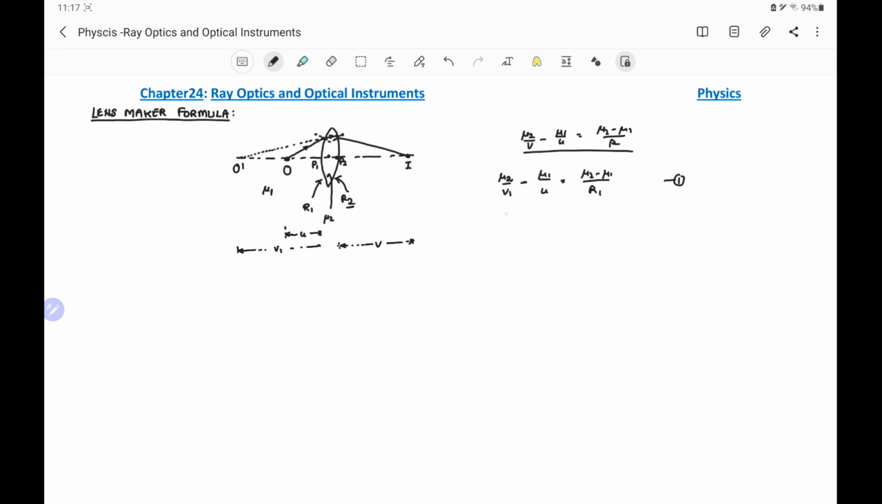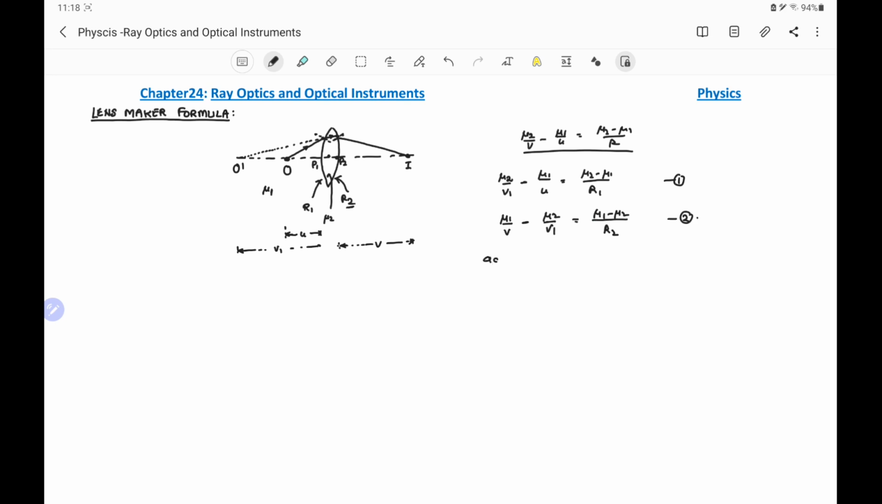Similarly, for the other surface we write mu1 by v minus mu2 by v1, since now O dash acts as the object for interface 2, and it will be equal to mu1 minus mu2 by r2, where r2 is the radius of curvature of the second interface. This is equation number 2.